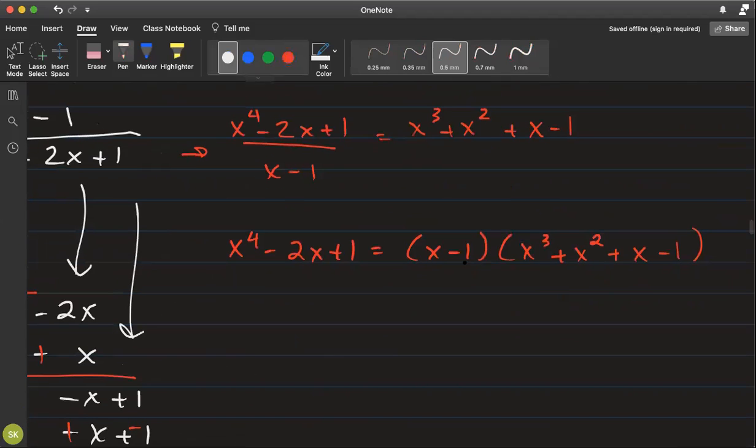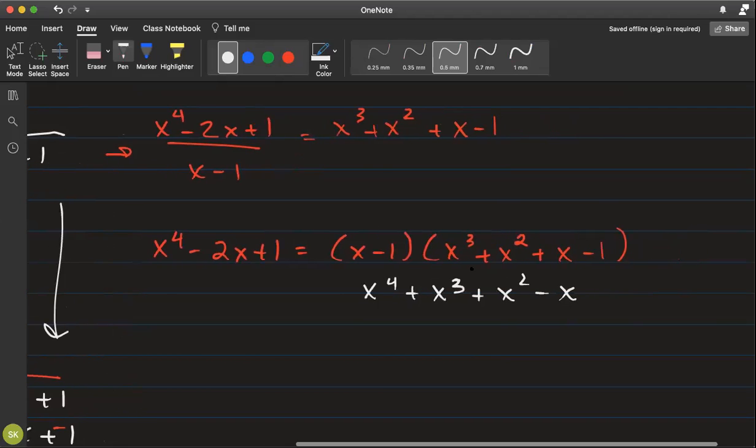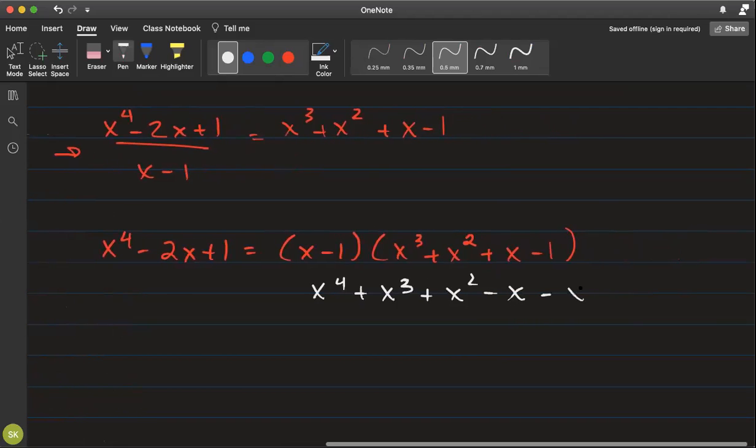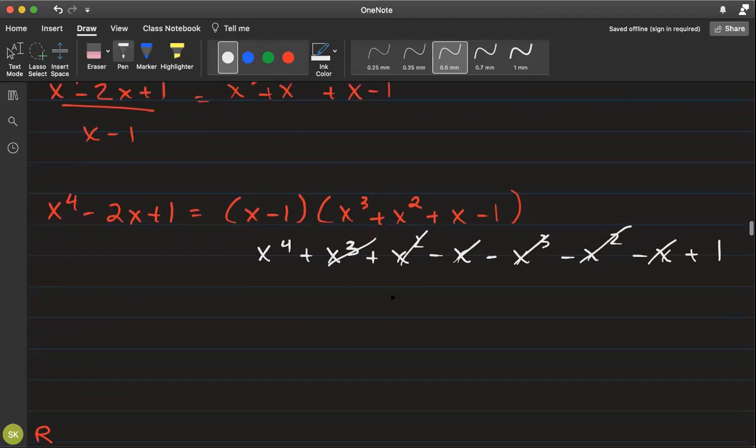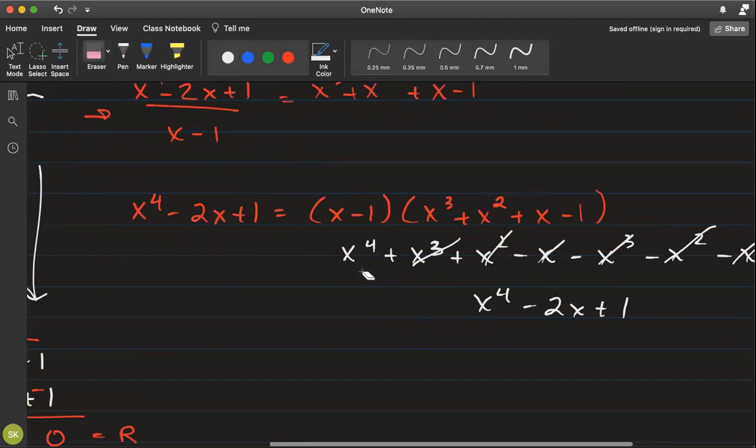Let's FOIL it out just to make sure that I didn't make a mistake. So I got x to the 4th plus x squared plus x cubed plus x squared minus x. I'm just multiplying this back out because I want to see if it simplifies to this. Then minus x cubed minus x squared minus x plus 1. So this goes away, this goes away, this goes away. No, that becomes negative 2x. Okay, x to the 4th minus 2x plus 1. So I did factor it correctly.